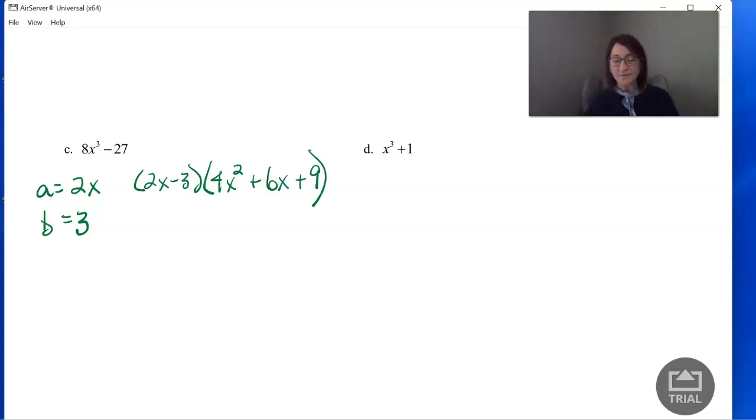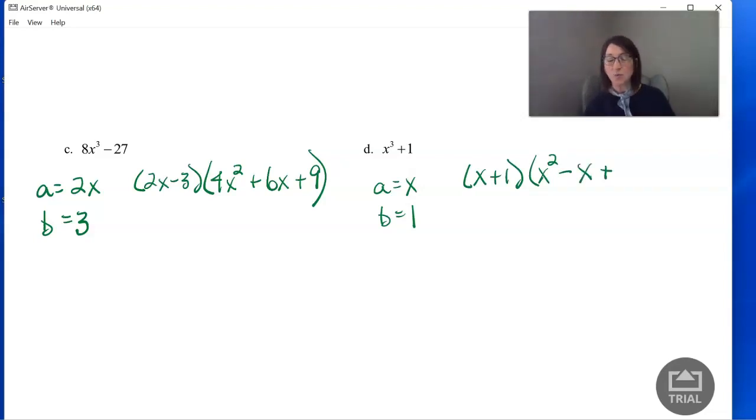Now this last one. Our a is x, our b is 1. It's addition. So it's going to be x plus 1, x squared minus x, because 1 times x is x, plus 1 squared is 1. It's done. You did great. You should have everything you need now to do your homework.